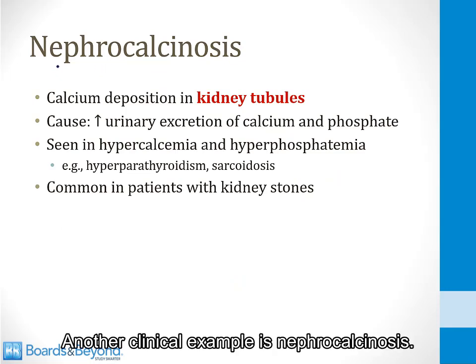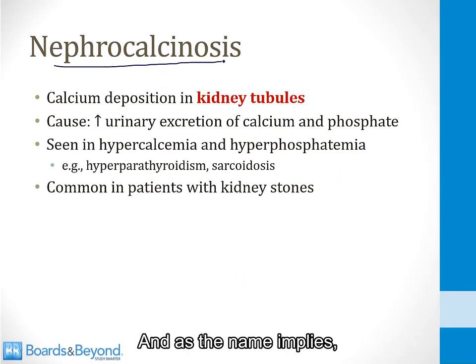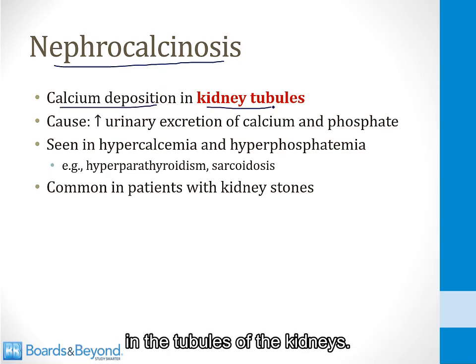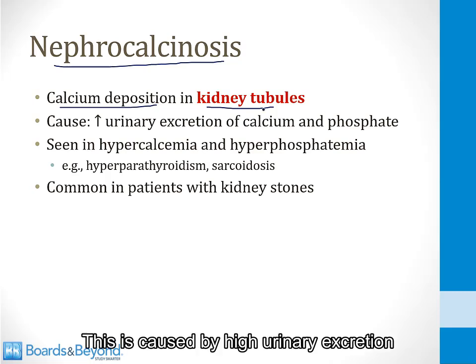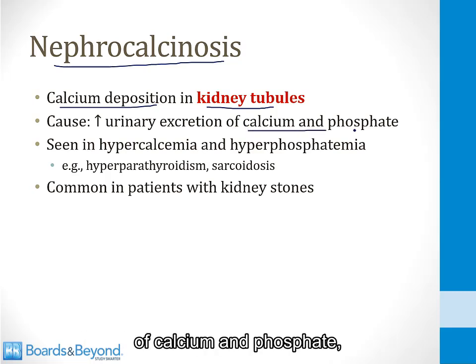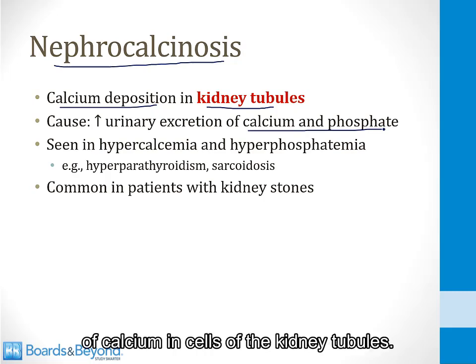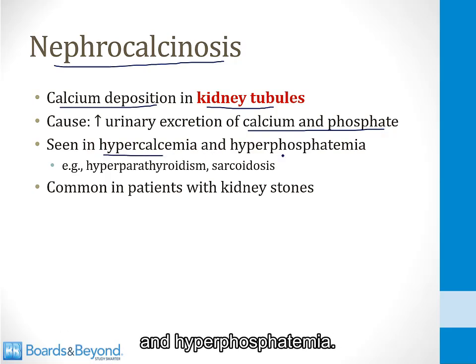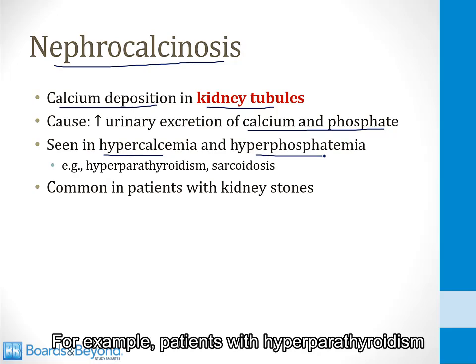Another clinical example is nephrocalcinosis, and as the name implies, this condition involves calcium deposition in the tubules of the kidneys. This is caused by high urinary excretion of calcium and phosphate, which favors the deposition of calcium in cells of the kidney tubules. This is seen in patients who have hypercalcemia and hyperphosphatemia, for example, patients with hyperparathyroidism or sarcoidosis.